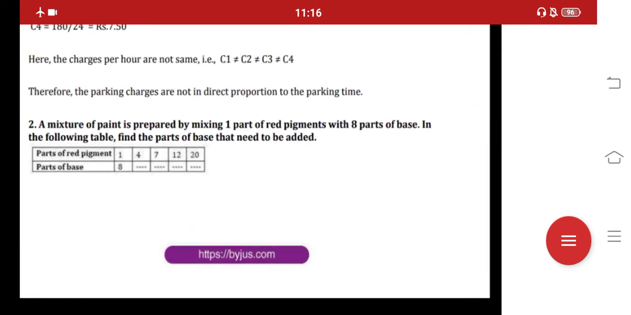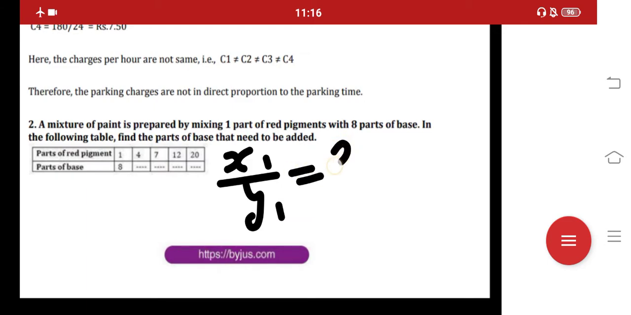Now let me show you what is given in question number 2. A mixture of paint is prepared by mixing one part of red pigment with 8 parts of base. So here one we have to take as x, another we have to take as y, or we can say we take one as a and another as b. So how will we apply this? We will consider x1, x2, x3, x4, x5, and these will be considered as y1, y2, y3, y4, up to y5. So what formula will we apply? We will apply x1 upon y1 equal to x2 upon y2. This is our formula.